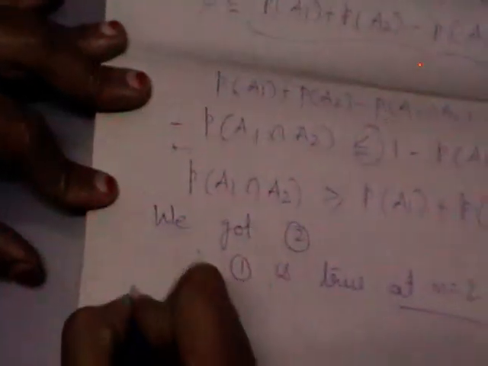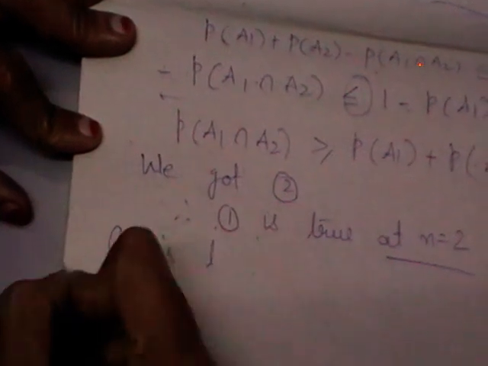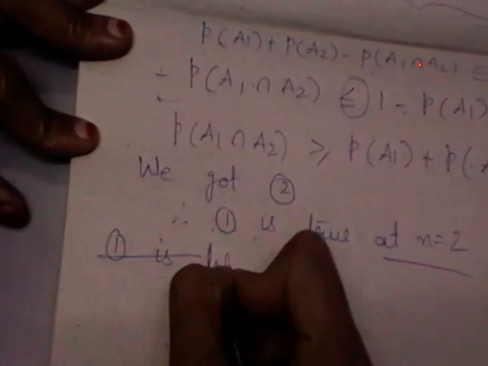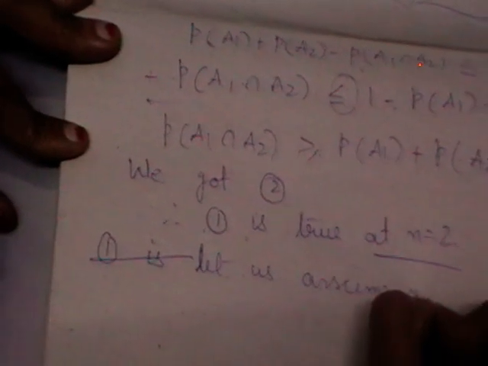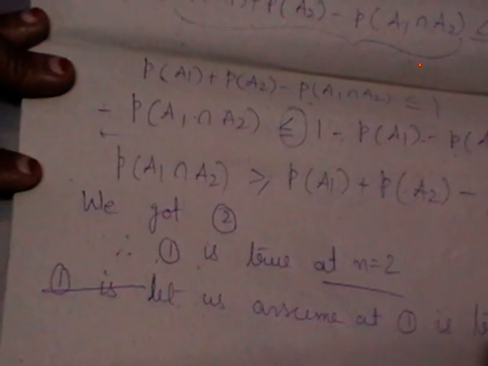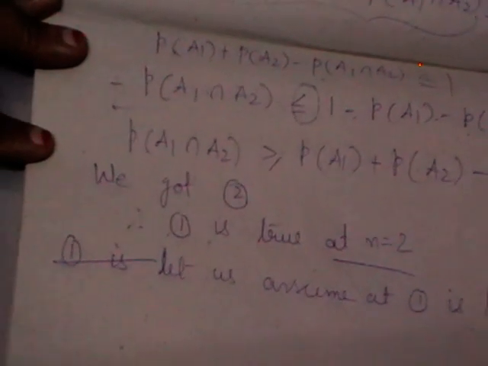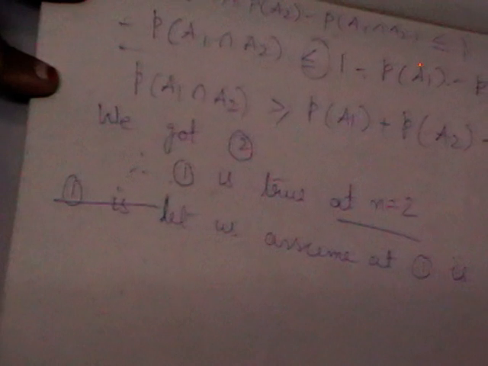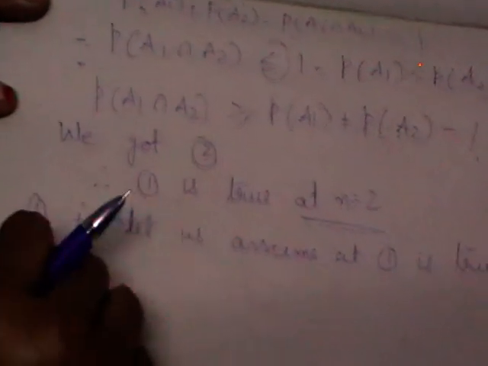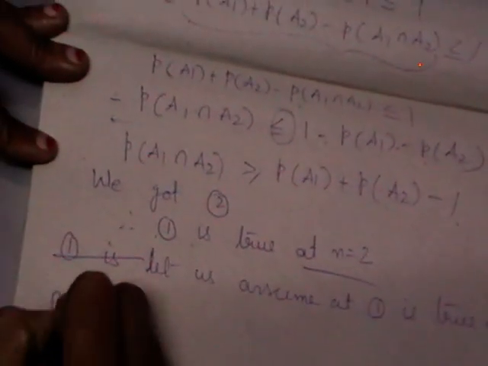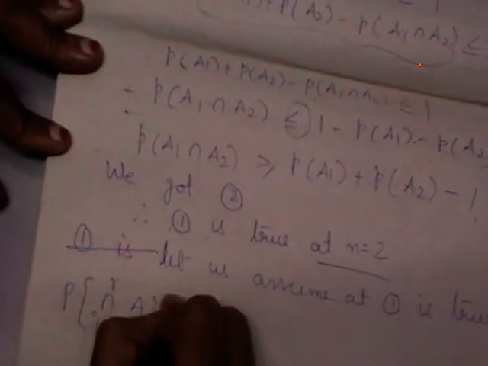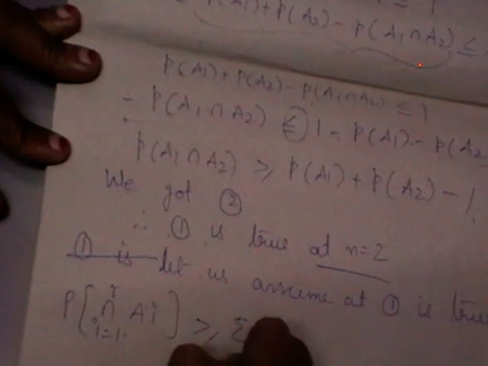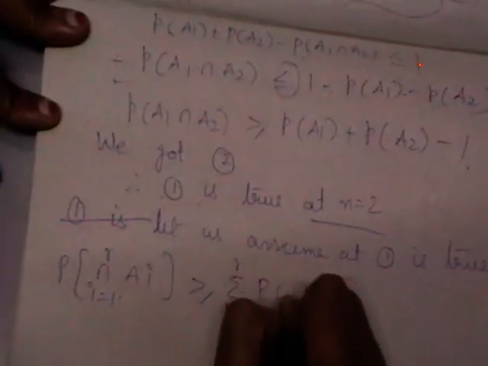Now what is the second step? Let us assume that 1 is true at n is equal to r. We assume that it is true at n is equal to r, and we prove that it is true at n is equal to r plus 1. If you replace n with r in equation number 1, you will get this statement, the probability of the intersection.